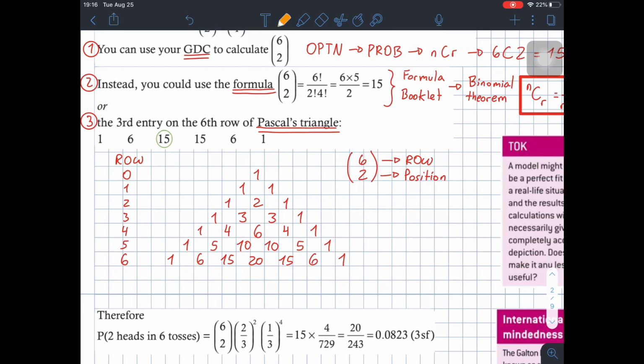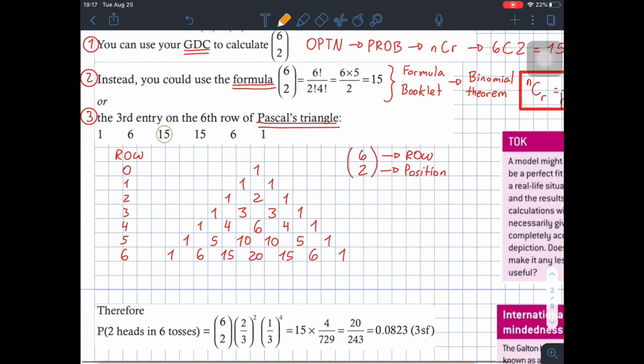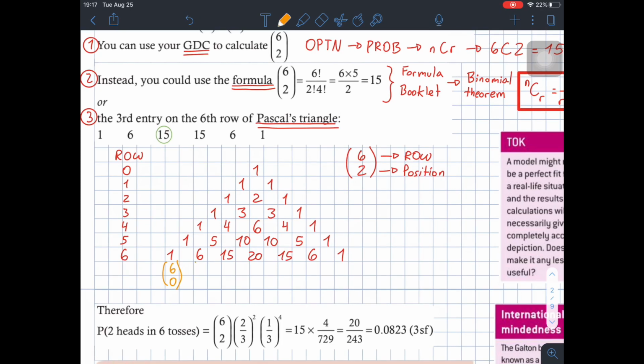Row 6. But the first element is not actually position number 1. That's a common mistake students usually make. The first element is actually 6, 0, okay? We start at position 0. So the second element would be 6, 1. And the third element, which is the one we're looking for because it's 6, 2, is, well, let me finish this symbology first. This would be 6, 3, 6, 4, 6, 5, and 6, 6. We should always finish with the same number n, right? 6, 6 in this case.